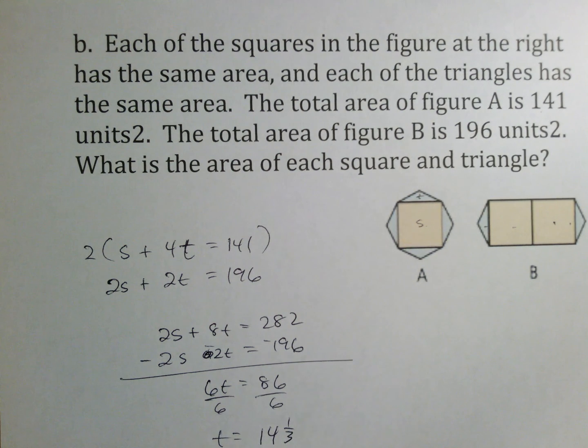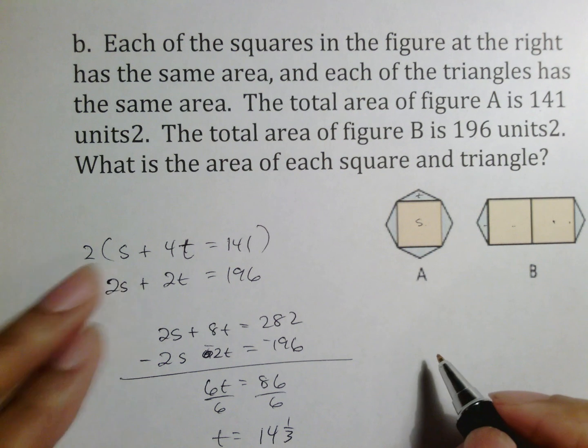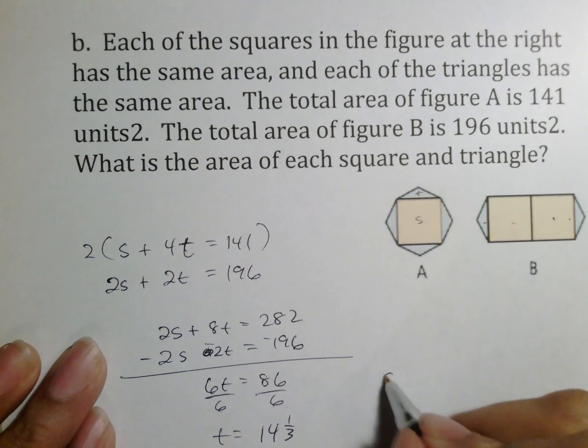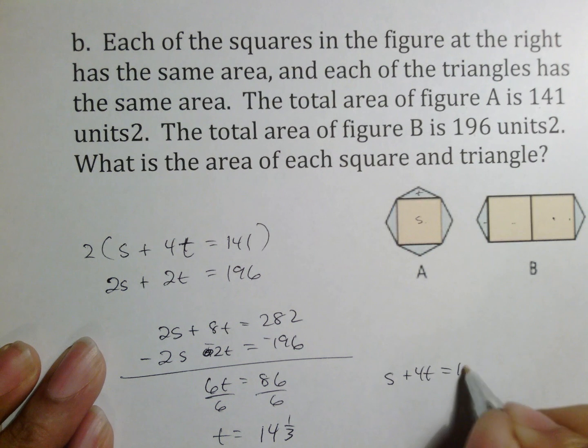And so if you want the triangle also, you have to take that back up here and hope it works. I don't think it's going to work. I think I messed up somewhere, but I hope you get the right idea on the beginning of it. Let's just see what happens. So we have s plus 4t equals 141.